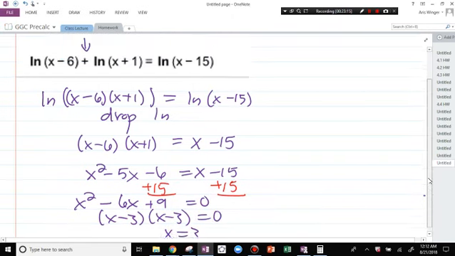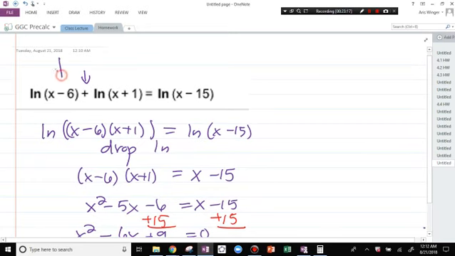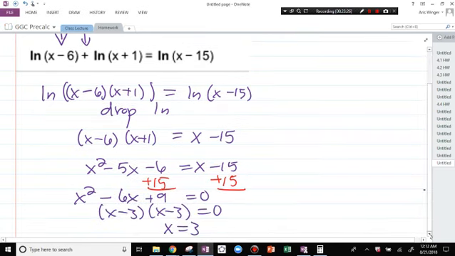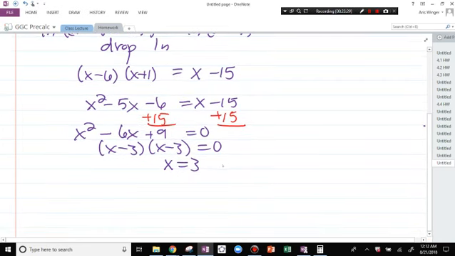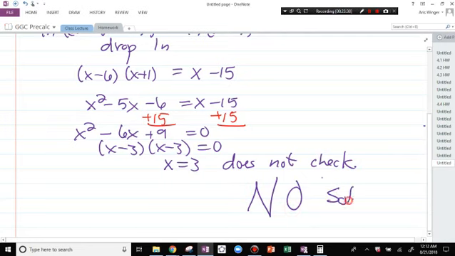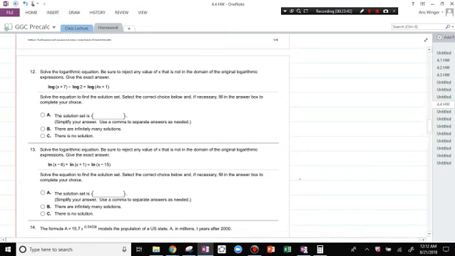And going back up, 3 does not work, right? The natural log of 3 minus 6 is the natural log of negative 3, so that does not work. 3 is not a solution. Does not check. The only thing that we got as a possible solution doesn't check. There is no solution to this one. Let me just click no solution.